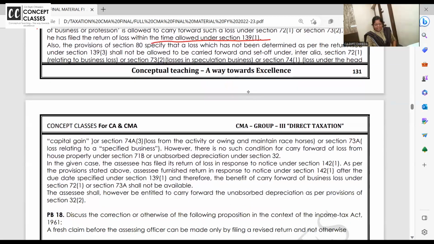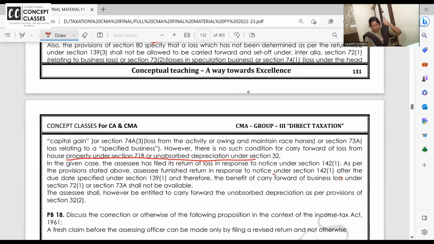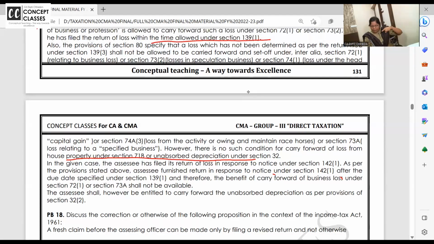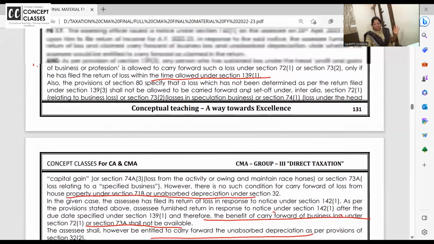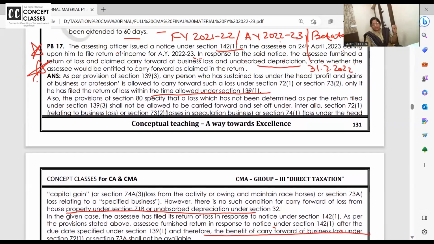Okay? You can write all this in points. Except there is no such condition for carry forward of house property loss and unabsorbed depreciation. In the given case, SSC has filed its return of loss in response to a notice. As per the provision stated above, SSC furnished the return in response to the notice after the due date. Therefore, the benefit of carry forward of loss is not available. At the most, he can carry forward unabsorbed depreciation. The question is very beautiful. Return of income and assessment procedure, everything has come in it.